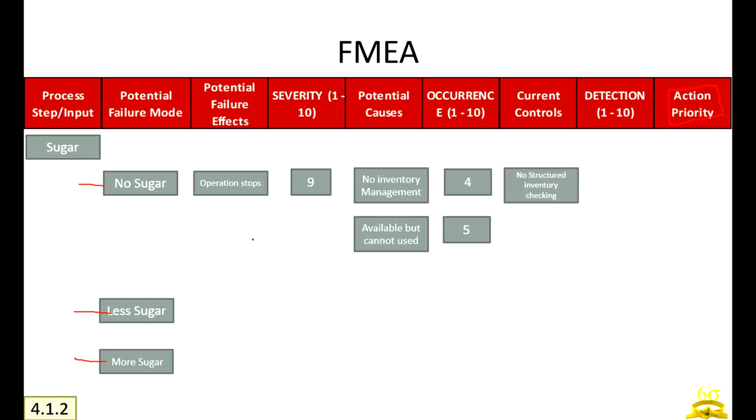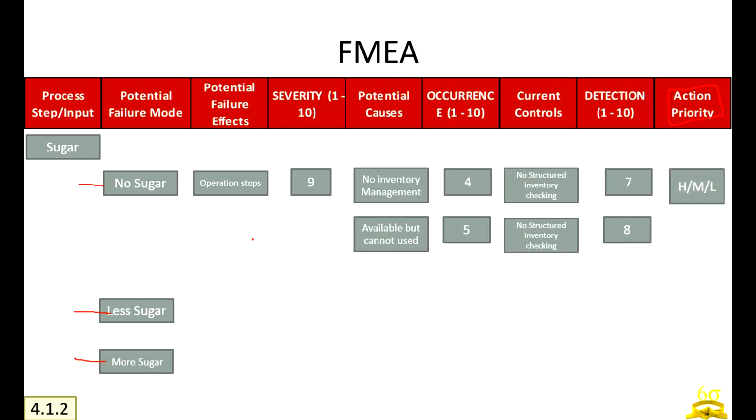And what are the current controls? They don't have any current control as such right now. For no sugar, they don't have any control. The detection is 7 and 8, because the customer does not come back immediately to tell us there is no sugar. They come after a few times, they search for it, then the waiter checks it, and after that it reaches the manager, who knows probably after serving about 50 customers that there is no sugar. That's why the detection is low.